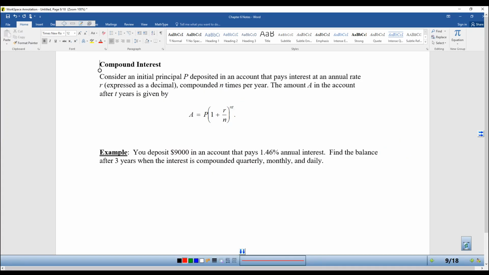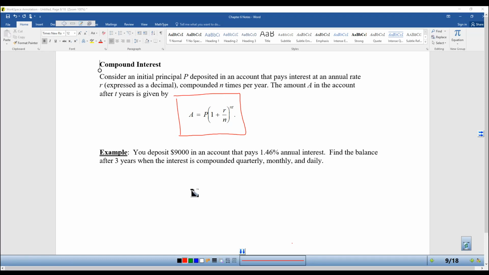Moving on to compound interest. So consider an initial principal P is deposited into an account that pays an annual rate of R, as before expressed as a decimal, not as a percent, and it's compounded n times per year. The amount A in the account after t years is given by this formula. So the bad news is you must memorize these formulas for your quiz and test. But right now we have it right there.